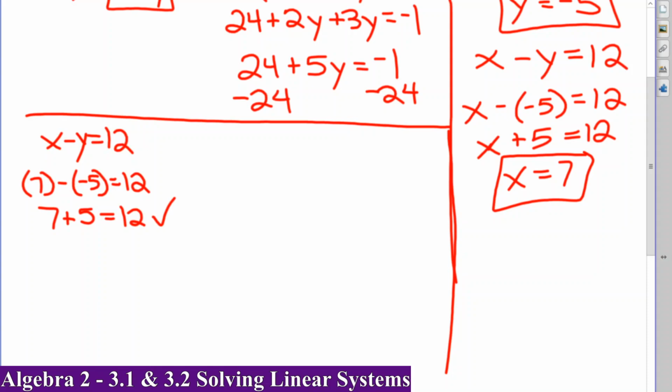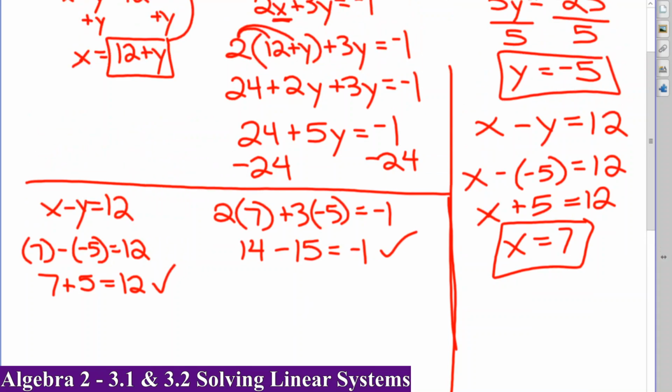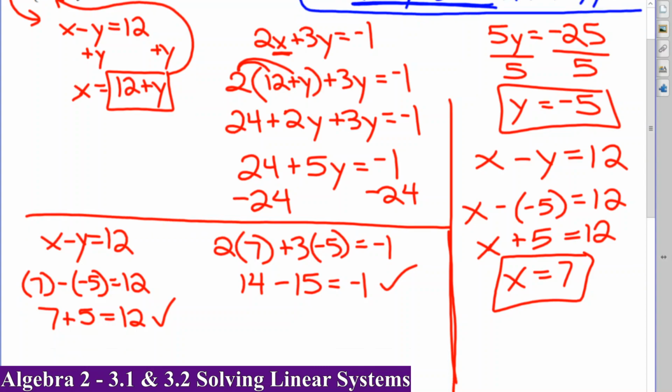Then we're going to plug it into the second equation, which is 2x plus 3y equals negative 1. So 2 times 7 plus 3 times negative 5 equals negative 1. So 14 minus 15 equals negative 1. Yes, that is a true statement. So we just found that our solution to the system is when x equals 7 and y equals negative 5. We could write it as a point. So that is substitution.